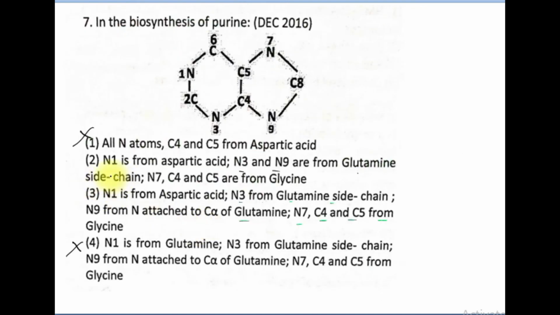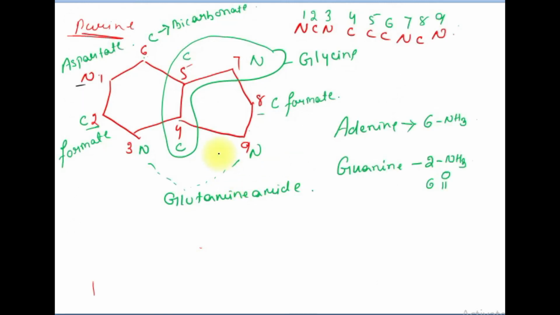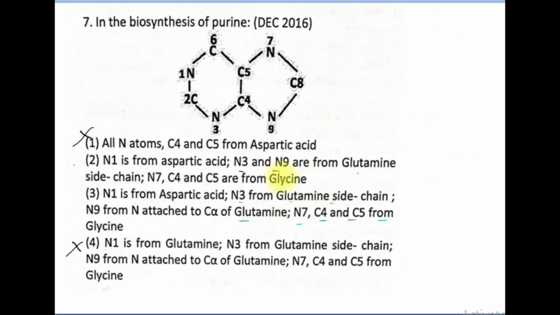So, our second option is the correct option because here N3 and N9 are from the glutamine side chain, and N7, C4 and C5 are made up of the amino acid glycine. See here we have N7, C5 and C4. It has been given that it is made up of glycine in the second option. So the second option is the correct option.